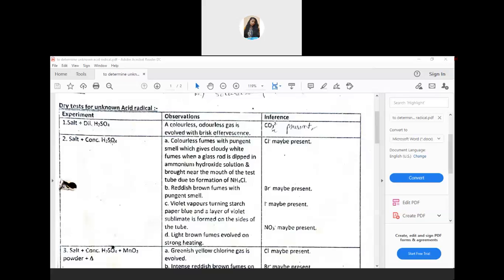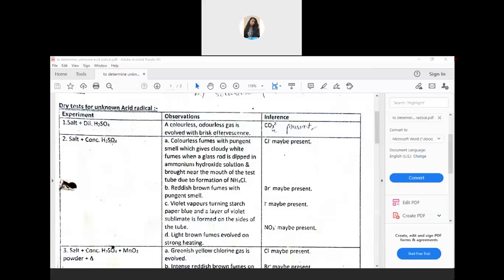Next observation can be violet vapors, violet color vapor coming out from the test tube. Next is light brown fumes coming out from the test tube. So these are the 4 observations for the next test, test number 2.